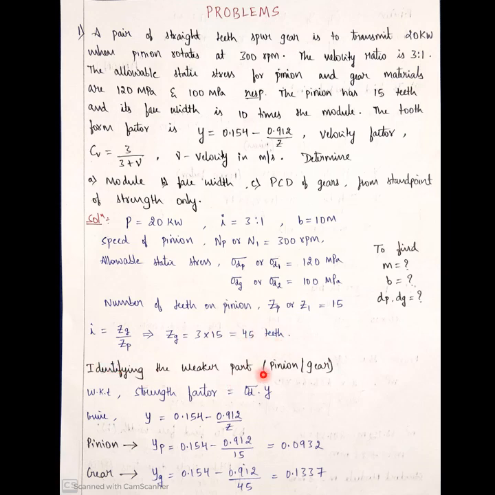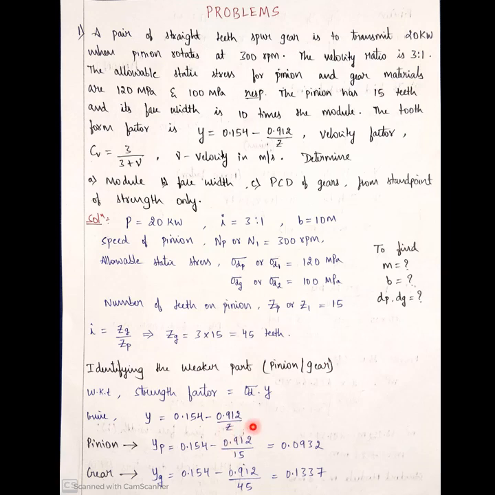Now identify the weaker part, pinion or gear, with respect to static strength factor. Now how to identify? As I said, strength factor is equal to sigma d into y. Now we have to calculate this value and check which is the greater one and which is the lesser one. Depending on that, we will identify the weaker part. Okay. Now from the question we know y, he has given, or we can take it from the data handbook with respect to the involute system.